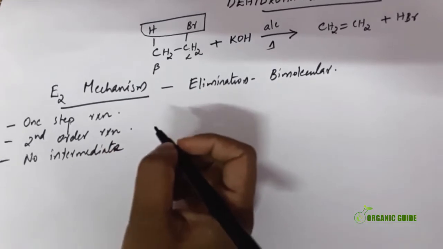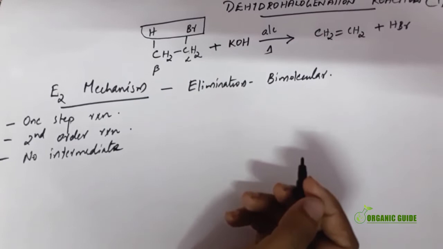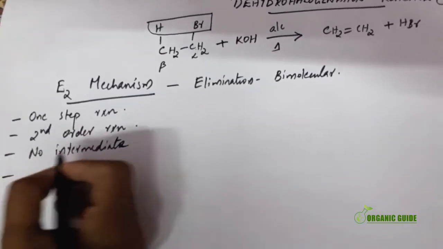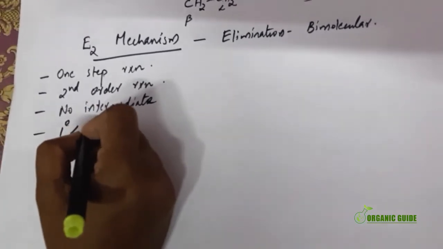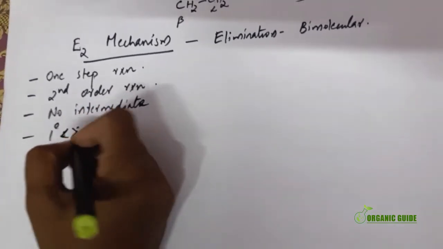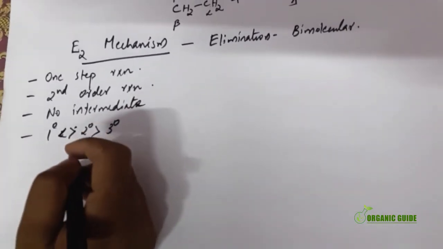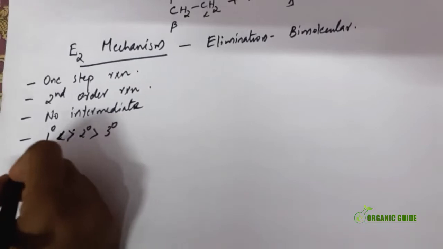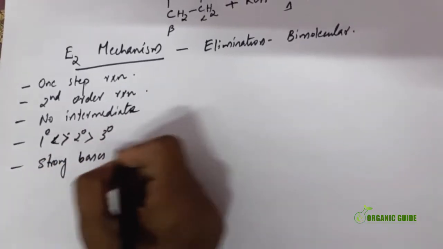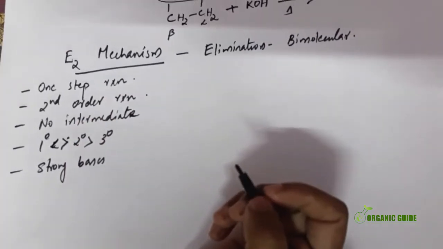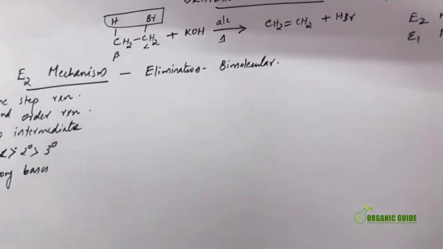The order of reactivity is similar to that of SN2, that is primary greater than secondary greater than tertiary. And also strong bases are used in the E2 mechanism. Okay, now we will move on to its mechanism.